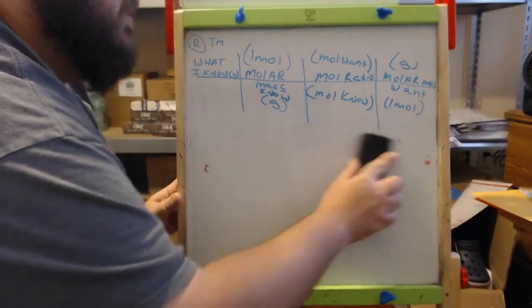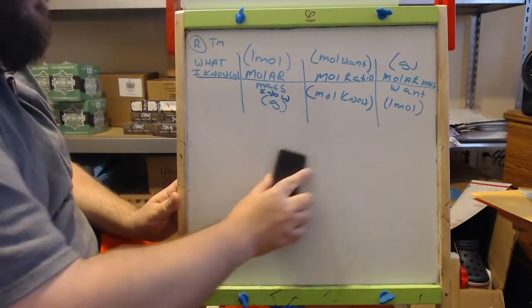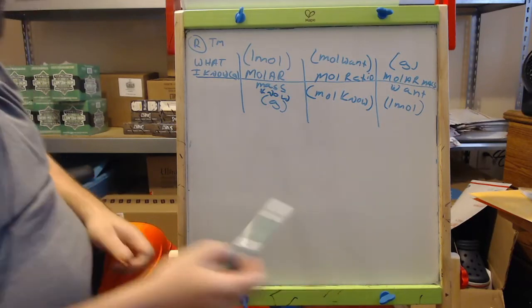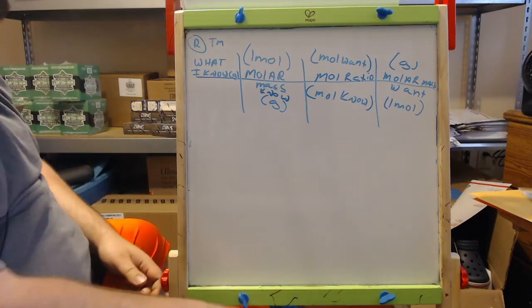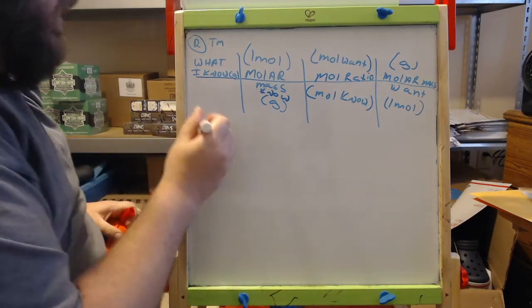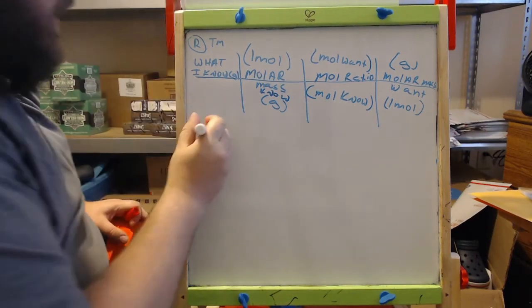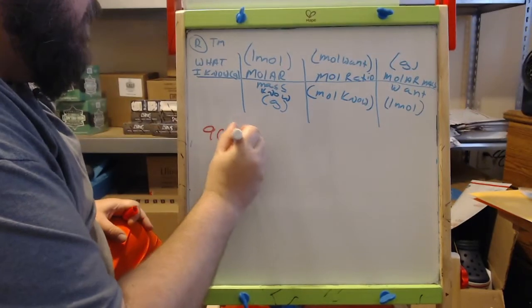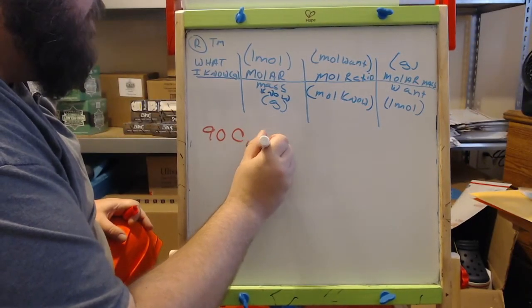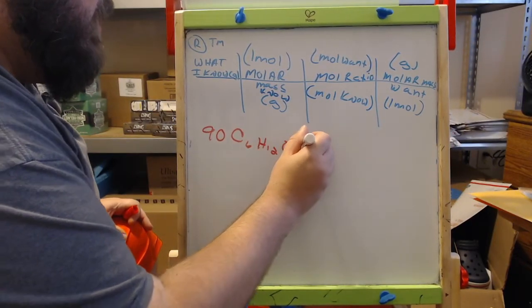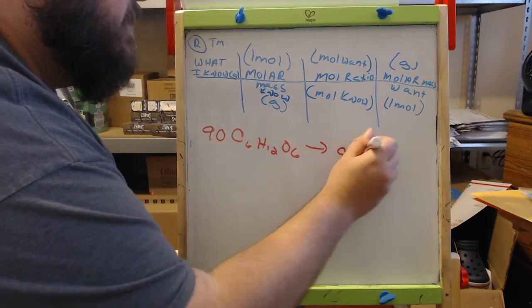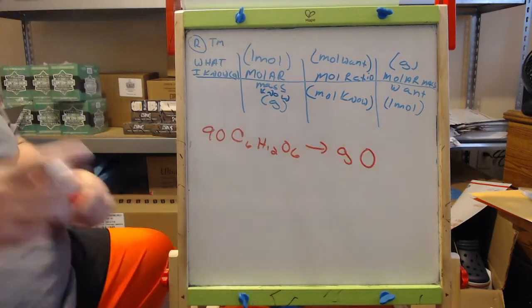All right, let's use C6H12O6 as our example here. I've got 90 grams of C6H12O6. I want to know how many grams of oxygen are there.